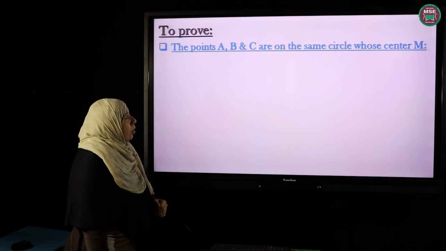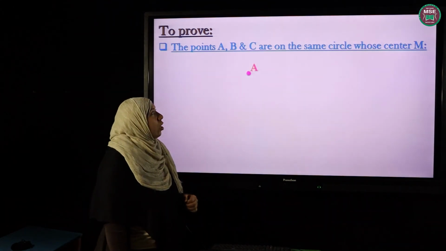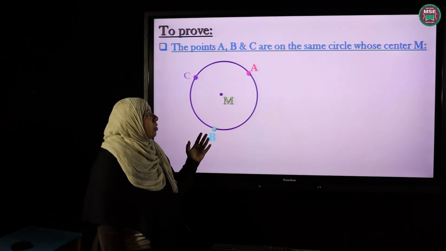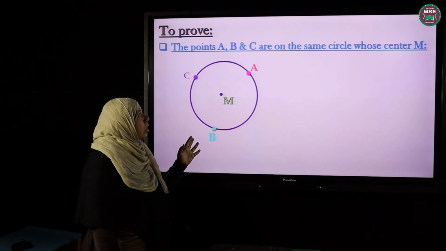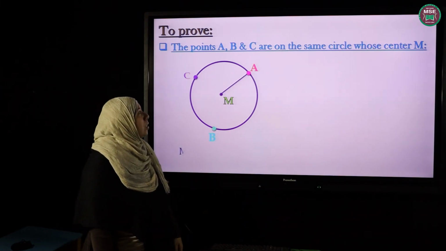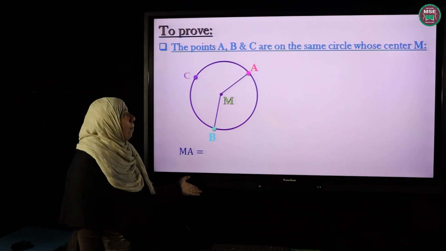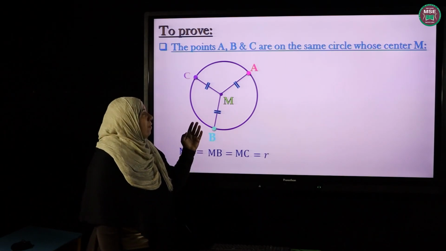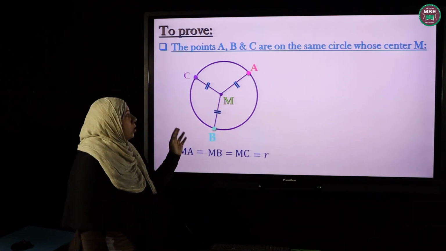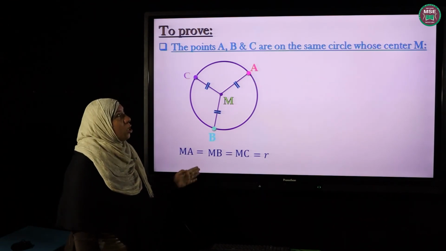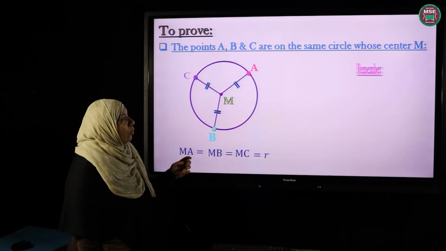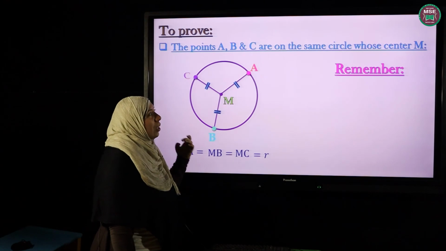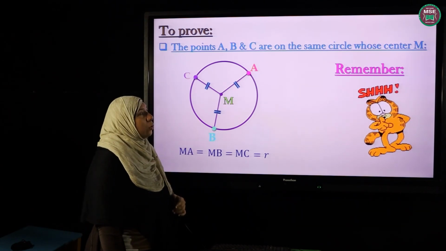The last thing we will ask: that A, B, C are 3 points belonging to the same circle M. If I have 3 points A, B, and C, and I want to prove that they belong to circle M, I want to prove that the distances between the 3 points and M are equal, which is the R or the radius length of the circle. The distance between the center and any point on the circle has to be equal because all radii of the circle are equal in length. So if you proved that MA equals MB equals MC, then A, B, and C belong to the same circle.